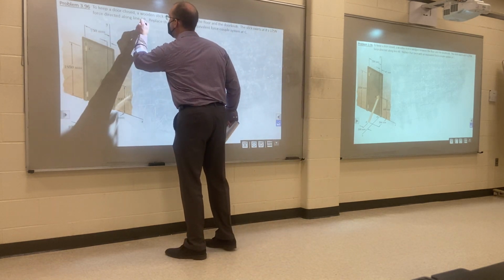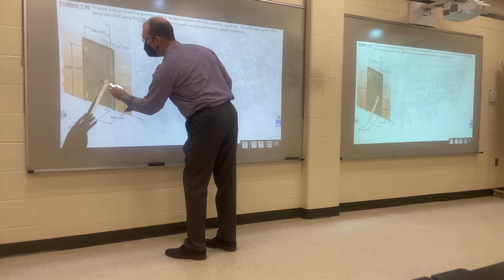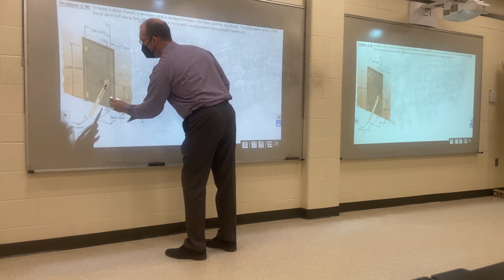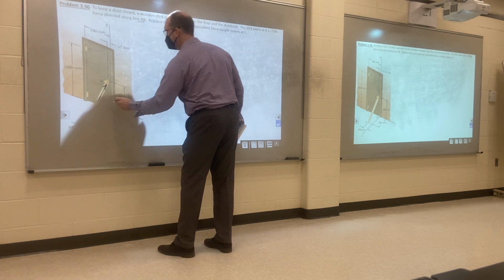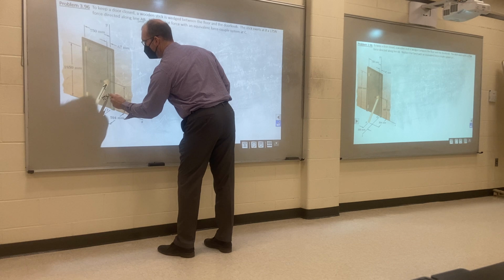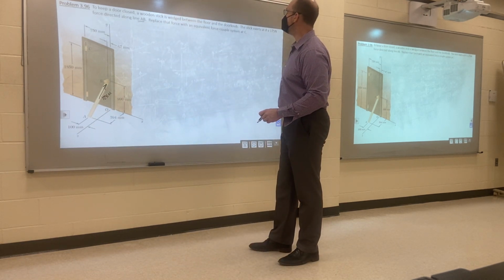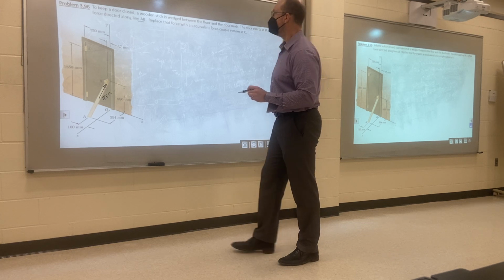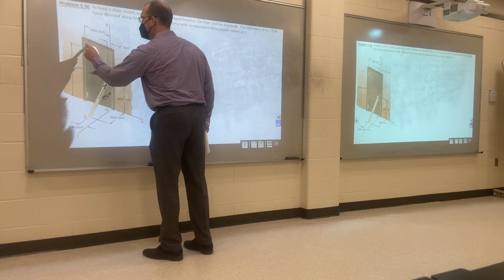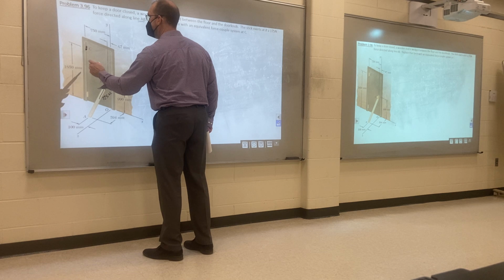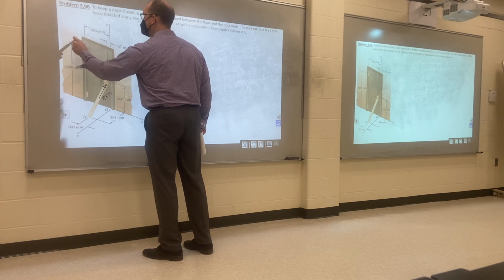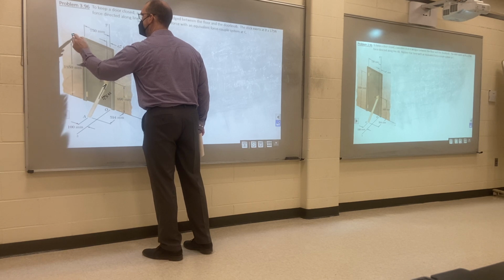175 Newton force directed along line AB. So it's a force exerted like that, and it's 175 newtons, scale of magnitude along that line. And it says we want to replace that force with an equivalent force couple system at C on this hinge. So we're looking for F and M at C.